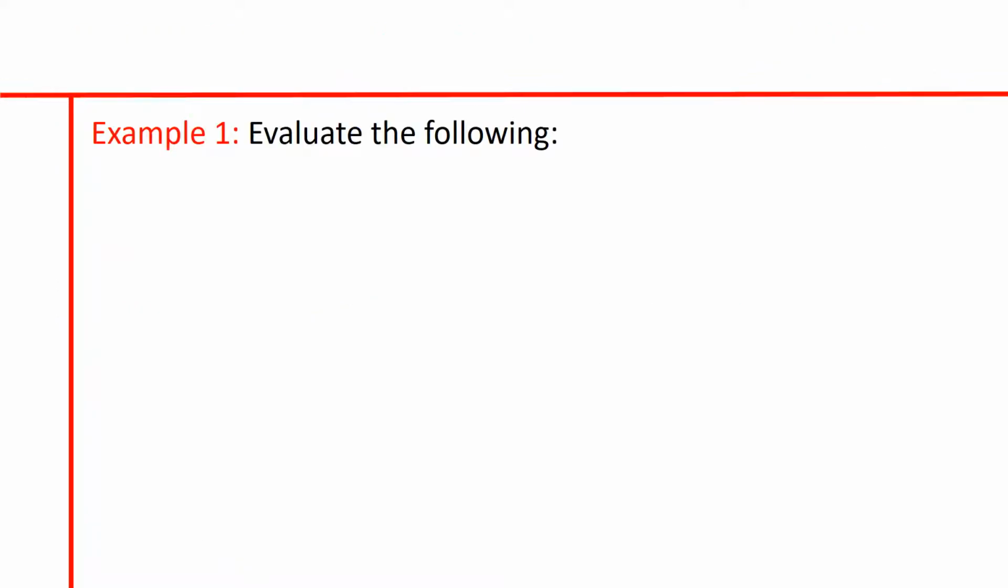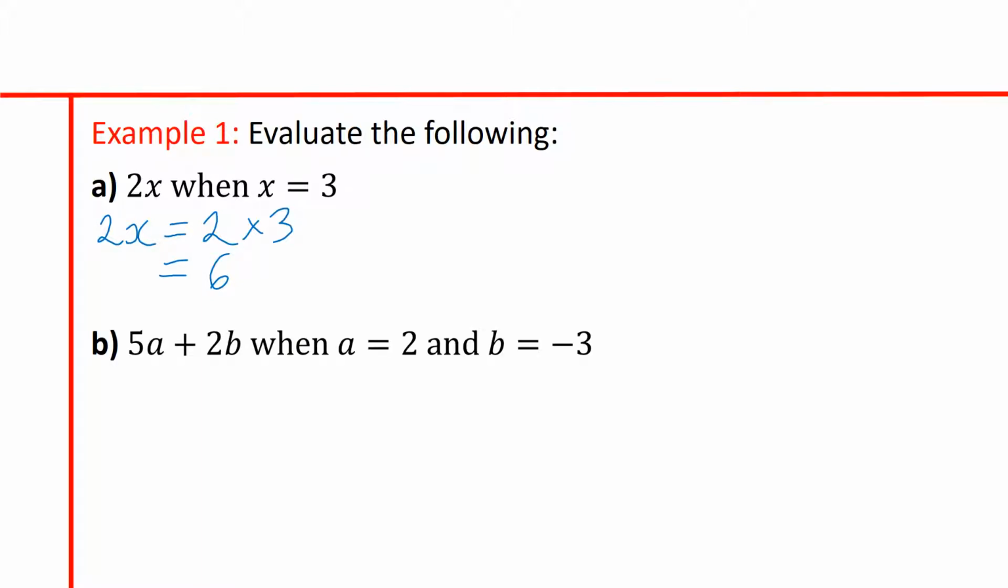Okay, let's have a look at an example. Evaluate the following. I'll just get my pen out. So the first expression is 2x when x equals 3. So that means that 2x is equal to 2 times 3, which equals 6. So please make sure you work down the page, see how I've gone vertically there. Next example is 5a plus 2b when a equals 2 and b equals minus 3. So please pause the video and have a go at setting this out and check your answer.